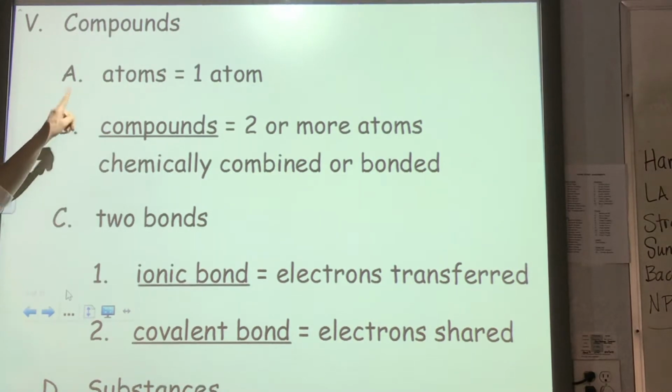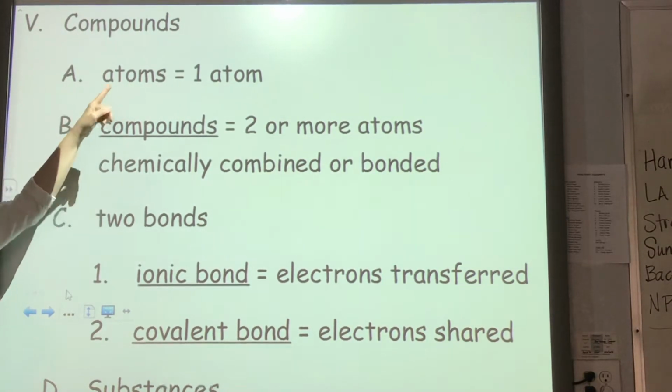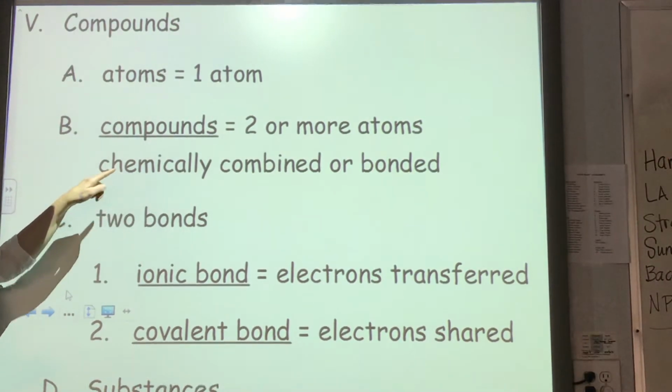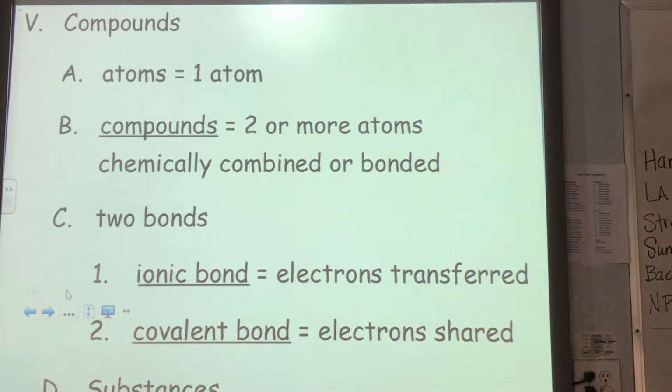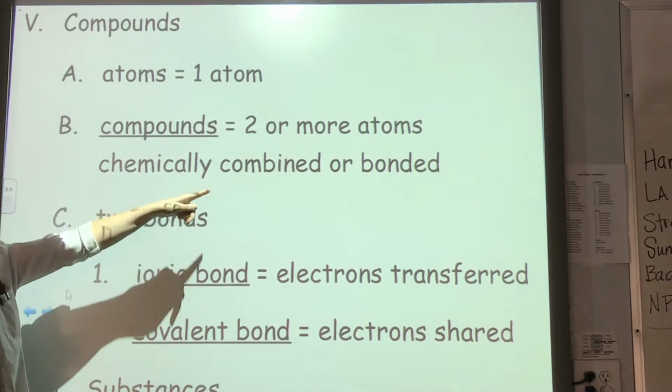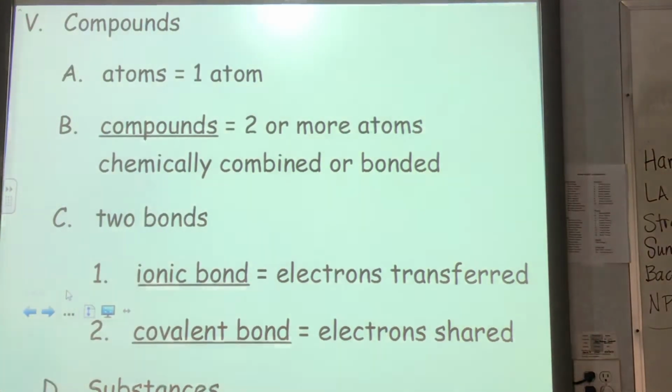So when we're talking about atoms, we're generally talking about one atom, just the one thing by itself. Compounds, on the other hand, are two or more atoms which are stuck together, chemically stuck together. When two or more atoms combine chemically, we say that those atoms are bonded. Okay, they have formed a chemical bond.